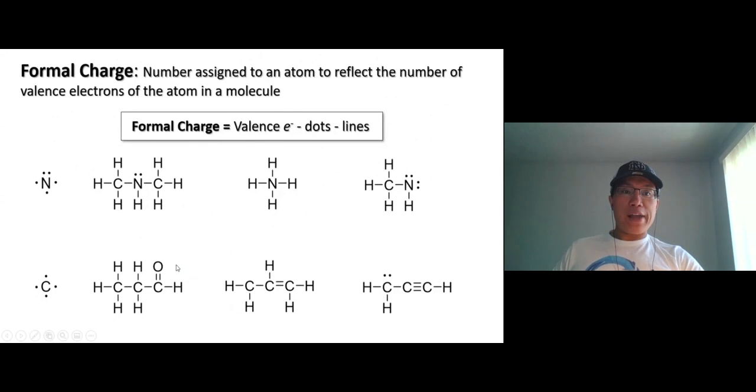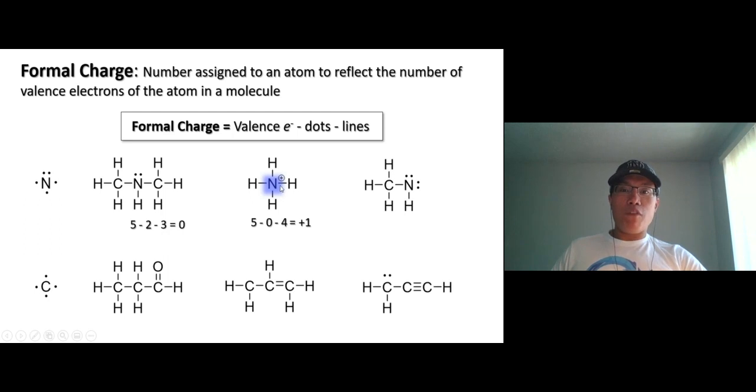So try this one, nitrogen. Just look at the nitrogen. Start with this one. What's the formal charge? Start with valence electron, so 5. How many dots? 2 dots. How many lines? 3 lines. Total of 0. Good. Nitrogen with 3 bonds is neutral. That's a regular nitrogen. Now nitrogen with 4 bonds. Adding a bond, usually plus 1. We'll see. Valence electron 5. How many dots? No dots, 0. How many lines? 4 lines. Total of plus 1. Look at that.